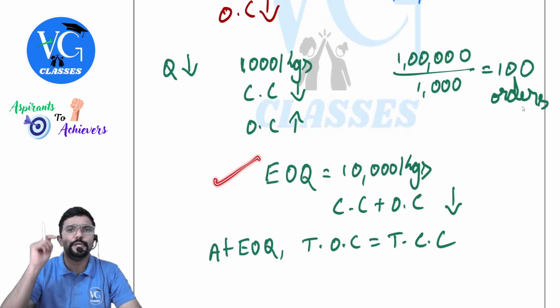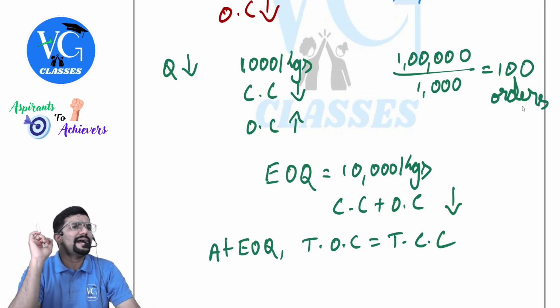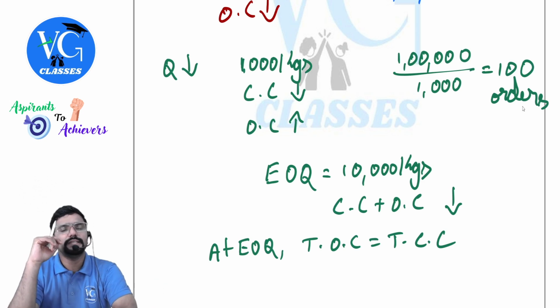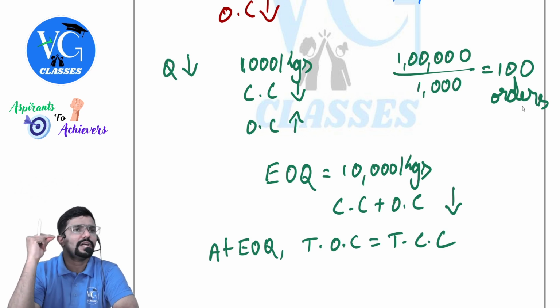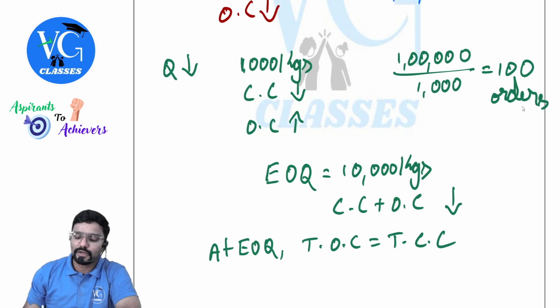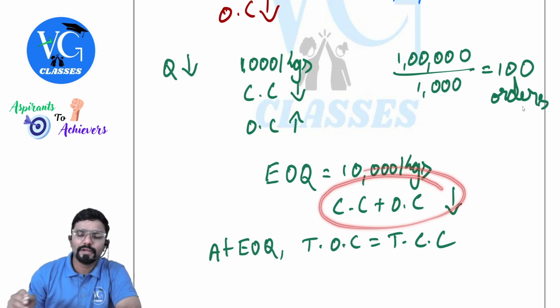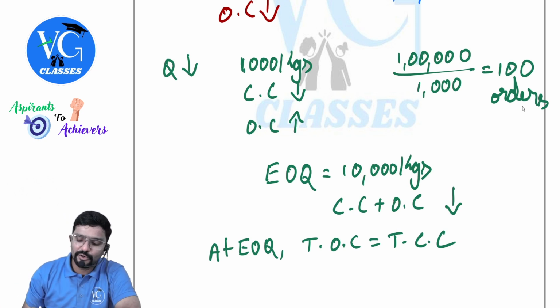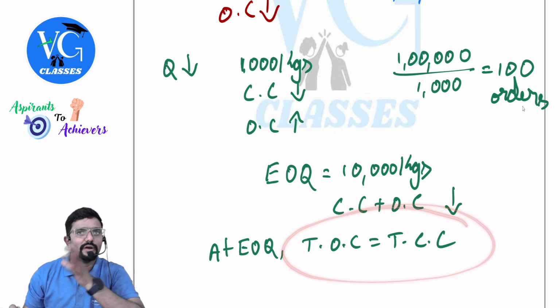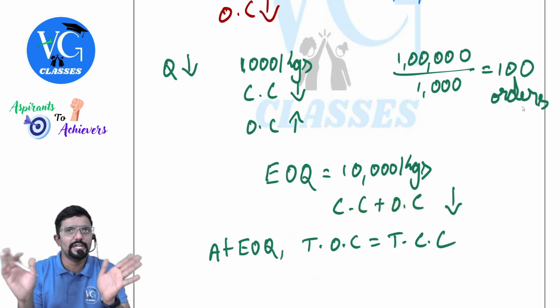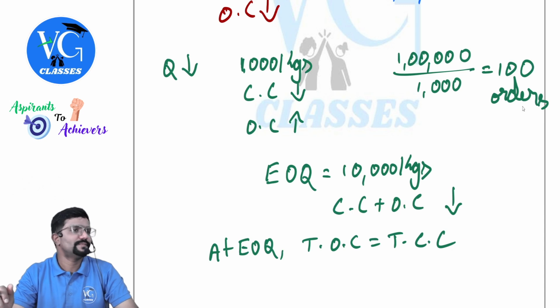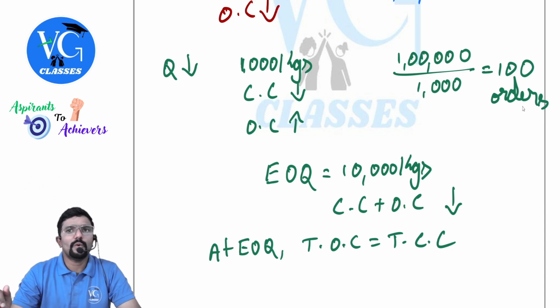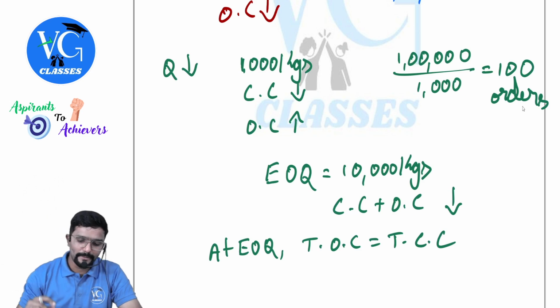So I decided to calculate EOQ. Using a formula, I calculated the EOQ. I got to know 10,000 kgs. That means if I place an order for 10,000 kgs every time, then the cost would be minimum. What cost, sir? The total of carrying cost plus ordering cost would be minimum. Whereas at EOQ, the ordering cost and carrying cost individually will be equal. Will be equal, guys. Okay, sir.